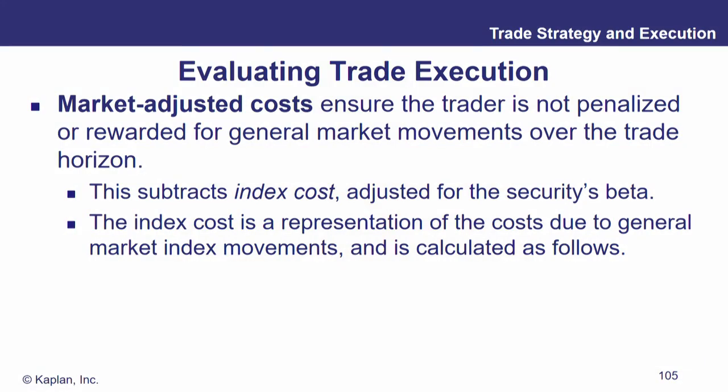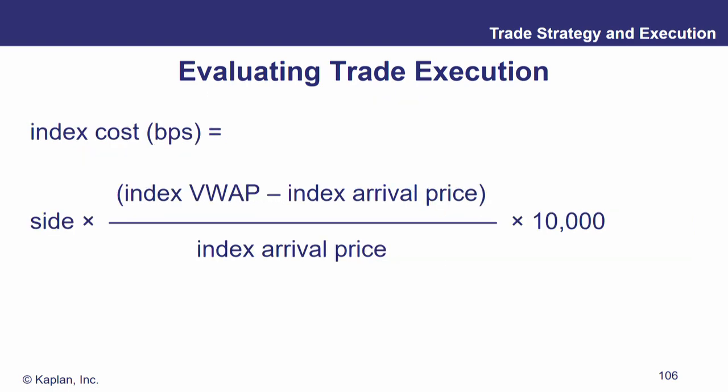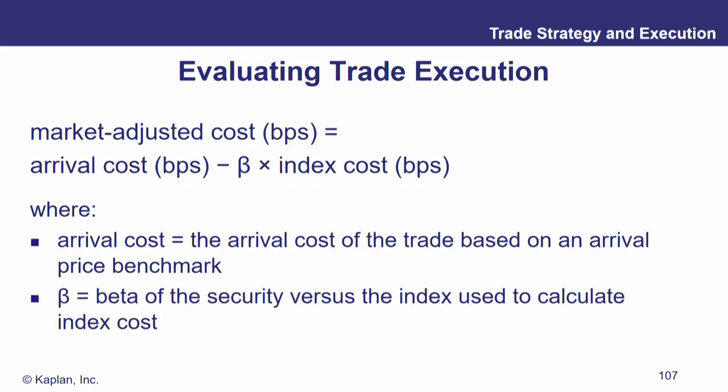So the index cost is a representation of those costs due to general market movements. Now let me show you how to calculate this. The index cost, in basis points, and our friend side is back: we've got the index volume weighted average price minus the index arrival price, over the index arrival price. Because we want to convert this into basis points, we multiply by 10,000. This gives us the index cost in basis points.